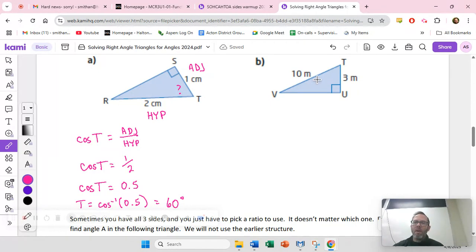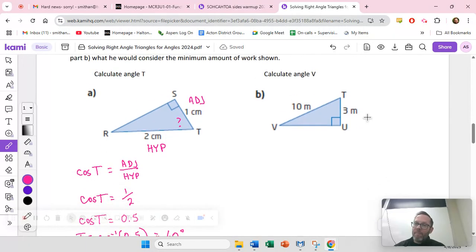So for B, we're finding angle V. The hypotenuse is always the hypotenuse, across from the right angle. This time 3 is our opposite side, so we are using the sine ratio here. Here is the bare minimum. We are using the sine ratio. So the sine of V, I'm not going to write out the definition of sine. I'm just going to plug things in right away. Sine of V is opposite over hypotenuse. It's 3 over 10.